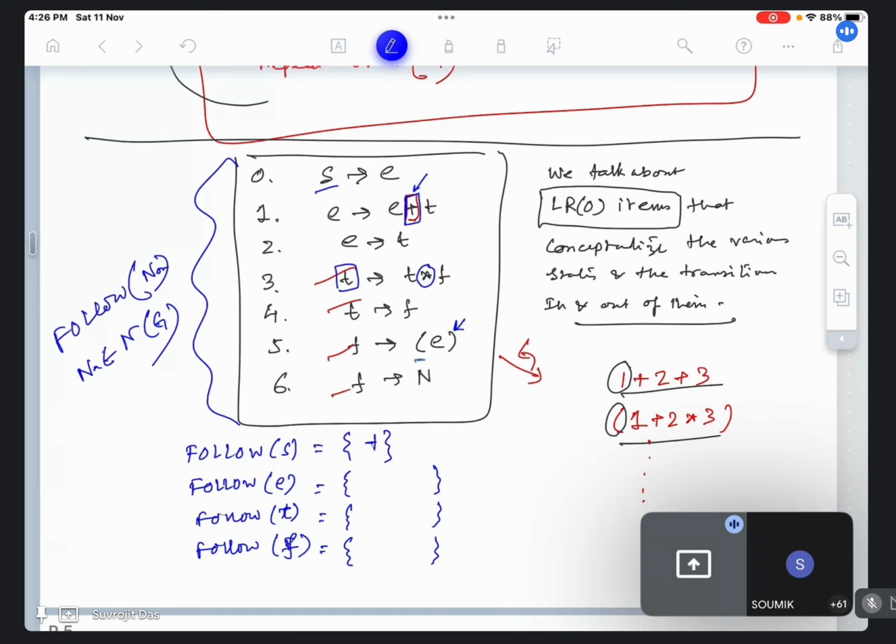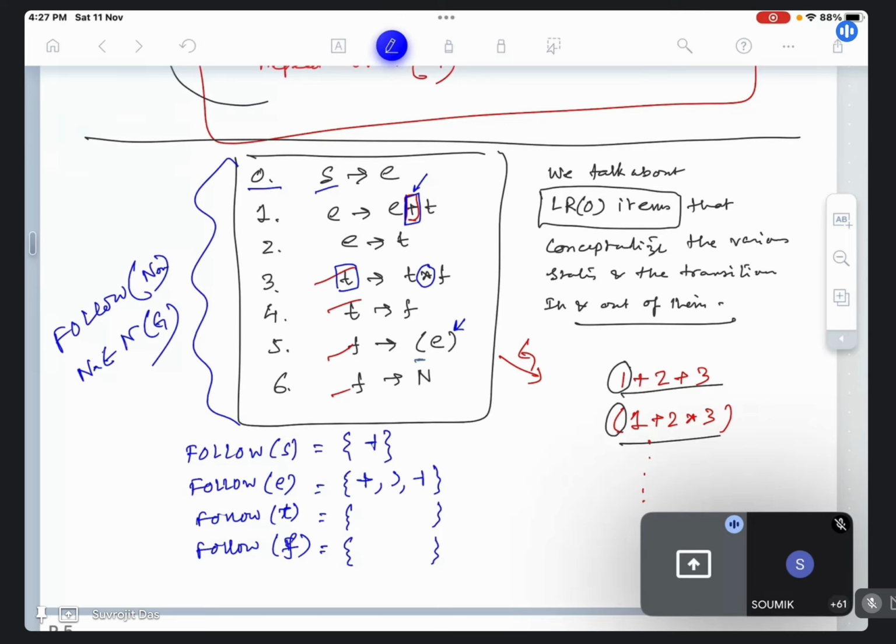Fantastic. And what else follows E? The end marker. Why the end marker? By virtue of production number 0. So if you have an input string and you start with that production, then the end marker should be there. So you have plus, then you have the right bracket, and then you have the end marker.